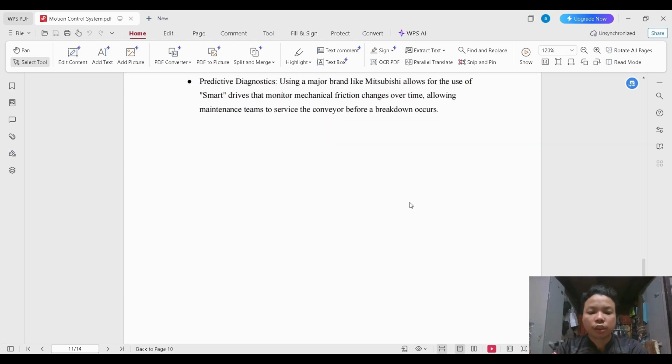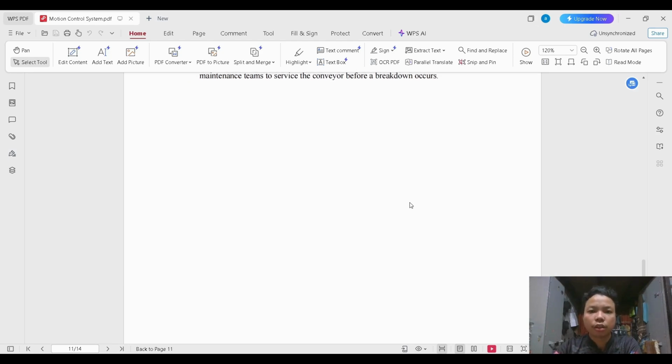For the conclusion, the Mitsubishi HG-KR 43 servo motor is a well-balanced choice. It is neither undersized nor oversized, meets performance requirements, reduces energy and maintenance costs, and supports future system expansion. That's all. Thank you.